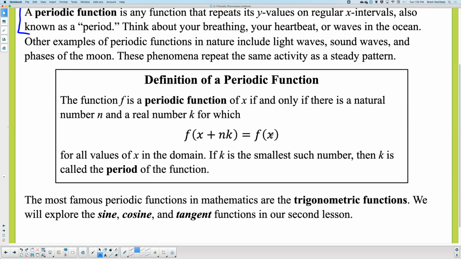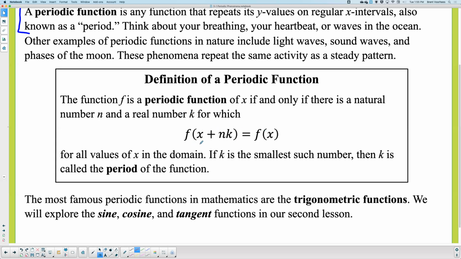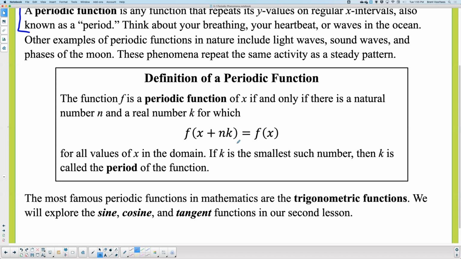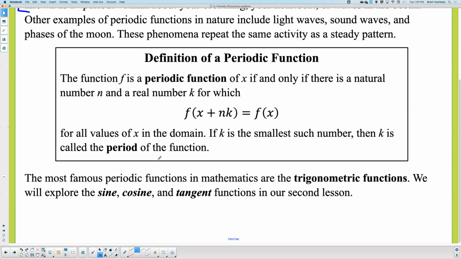Now, here's the mathematical definition. Now look at this equation. It looks like there's a whole lot going on. This says a function is periodic if and only if there's a natural number n and real number k for which this occurs. Now, what is this talking about? A natural number is the counting number, like 1, 2, 3, 4, 5, 6. So if you took 1 times k or 2 times k, 3 times k, and k is any real number, that you end up with the same y value as just f of x, then it's periodic. And if you find k is the smallest such number, you found its period. If it's not its smallest such number, then it's actually not its period. It might be 2 times its period or 3 times.